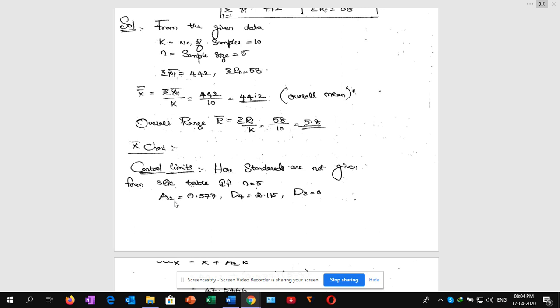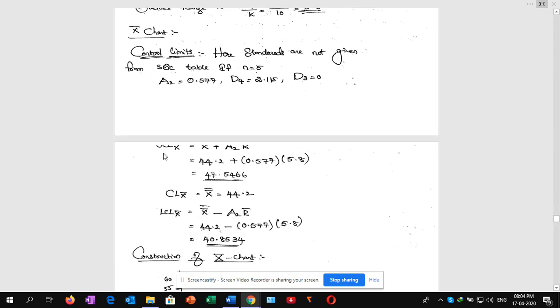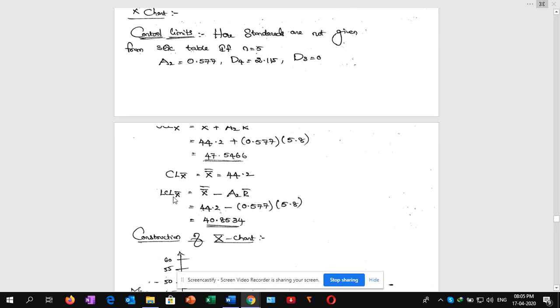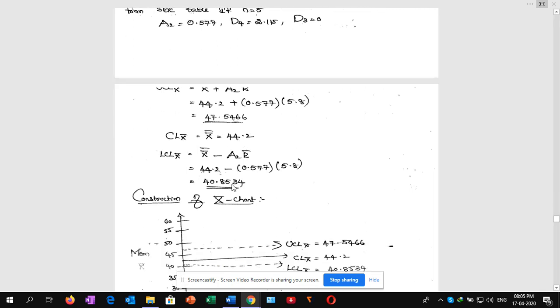So based on sample size we have A2 is 0.577, D4 is 2.115 and D3 is 0. Now we find UCL of X bar. UCL of X bar has the formula X double bar plus A2 R bar. Using this formula we get 47.5466. CL of X bar is 44.2 and LCL of X bar is 40.8534.